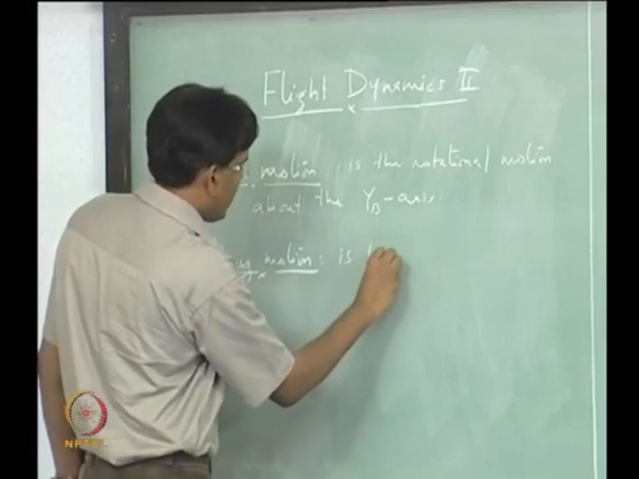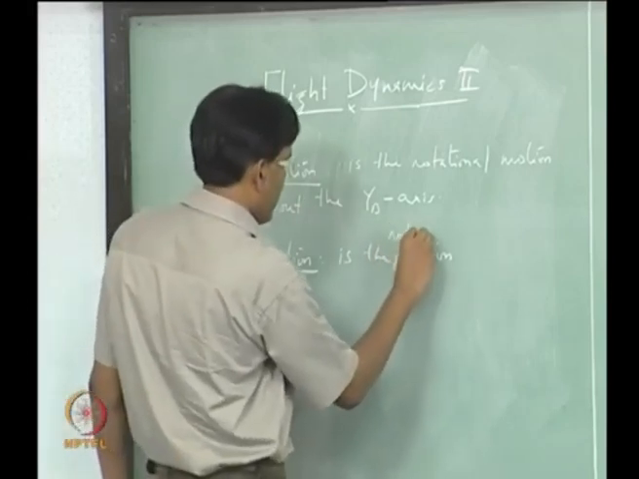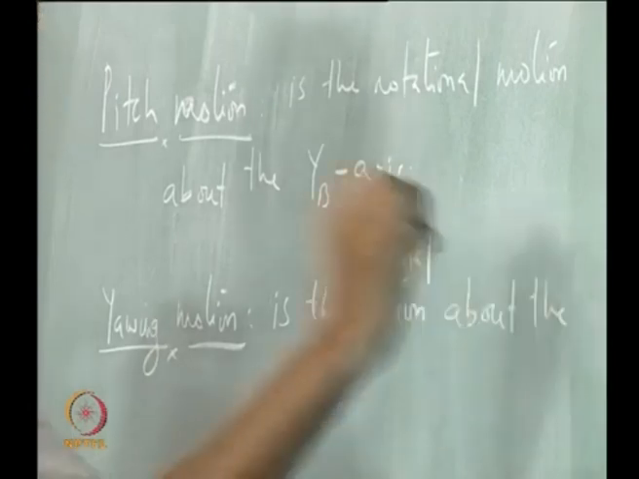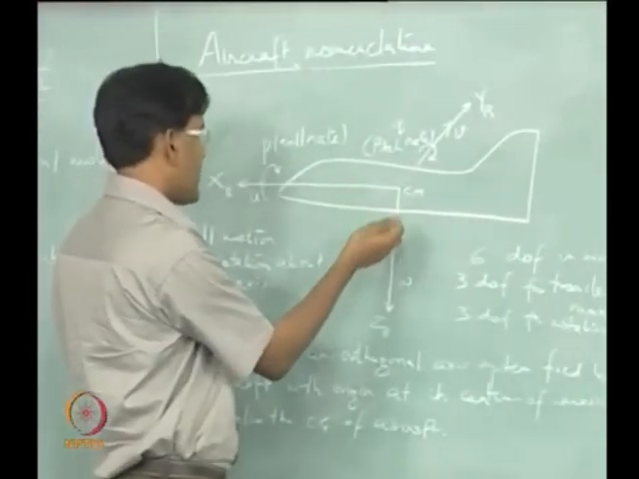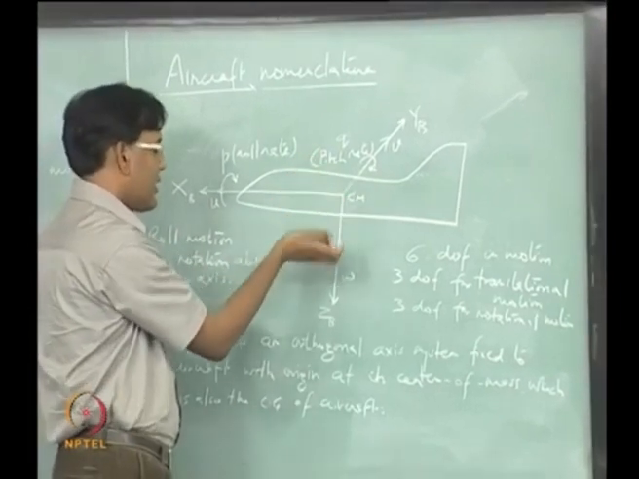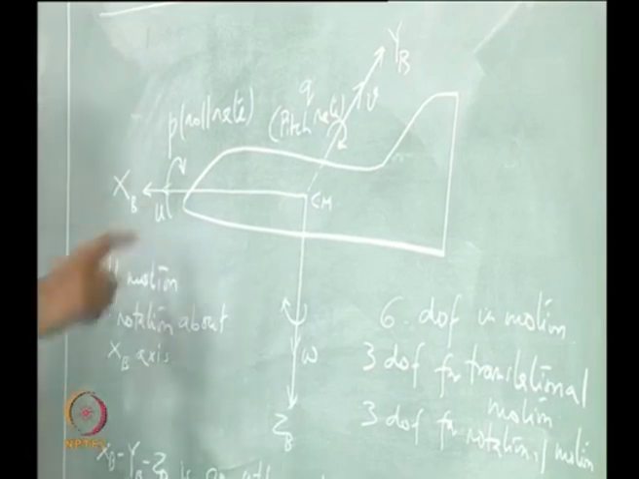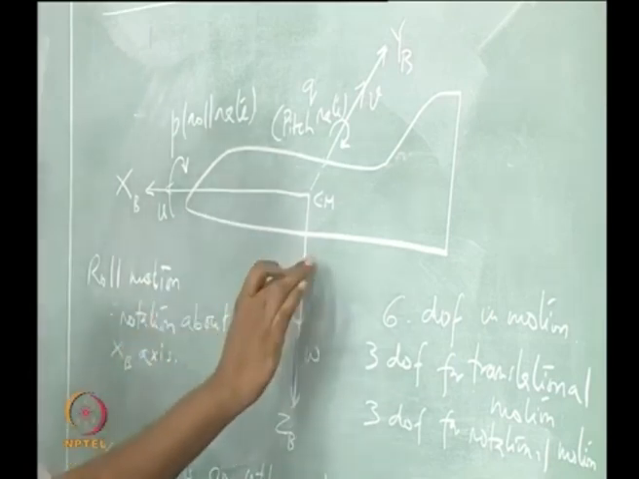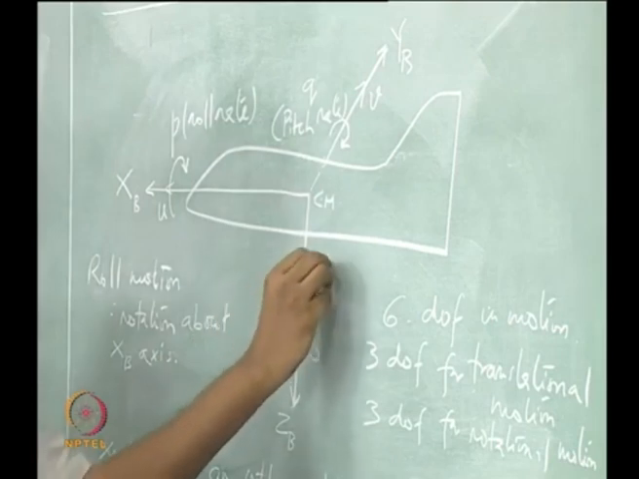Yawing motion is the rotational motion about the ZB axis. So this X axis is moving towards Y in XY plane about this Z axis. The positive yawing motion is when XB is moving towards the YB axis, and that rotation is about Z axis. So this is yaw, and the variable associated with this motion is r, which is called yaw rate.